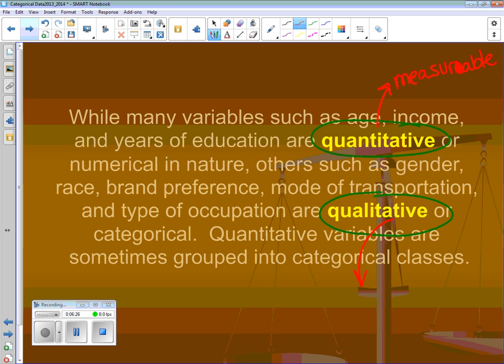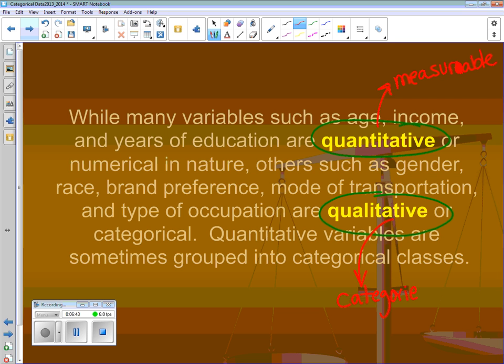Qualitative data are things like categorical data, the color of your eyes. Here's one that's hard to put into figure out which one it is. But these are categories. Okay.